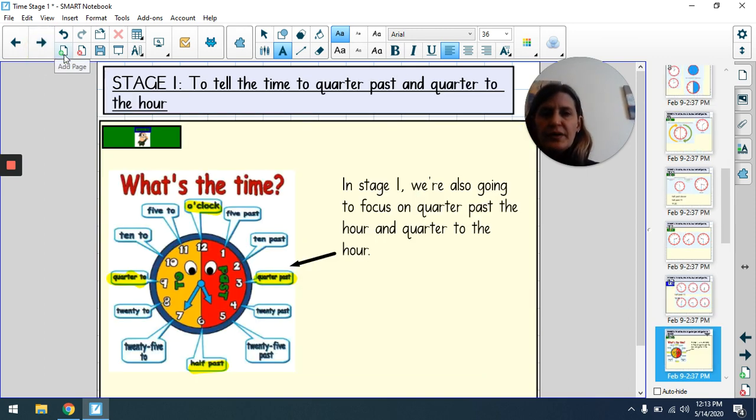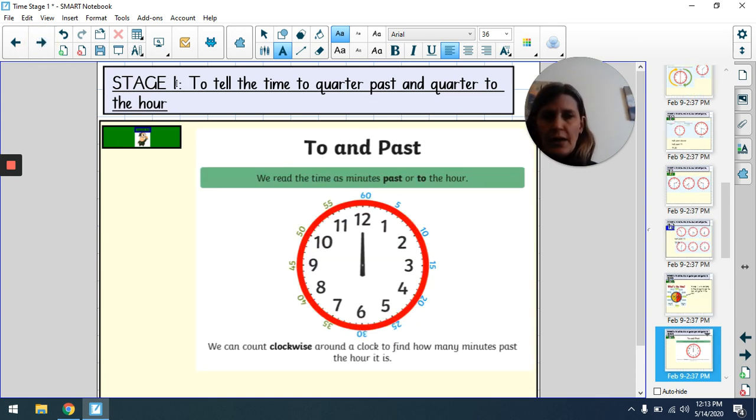We're now going to move on to the next part of stage 1, which is looking at quarter past, this part of the clock, and quarter to the hour. We read time as either minutes past the hour or minutes to the hour. So when we're thinking about time past the hour, we always start at the top of the clock on the o'clock time. I like to think of it as 00 when it's the o'clock time. And then we count round the clock in 5-minute jumps. 5, 10, 15, 20, 25, 30. That was our half past.